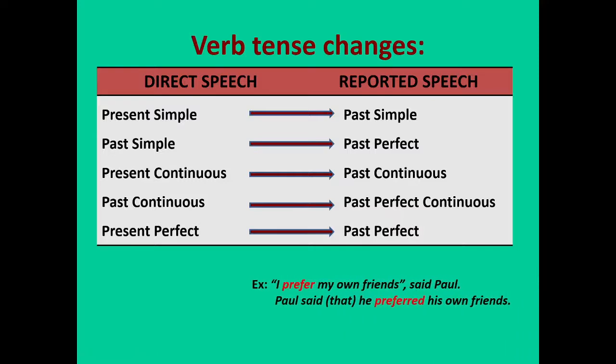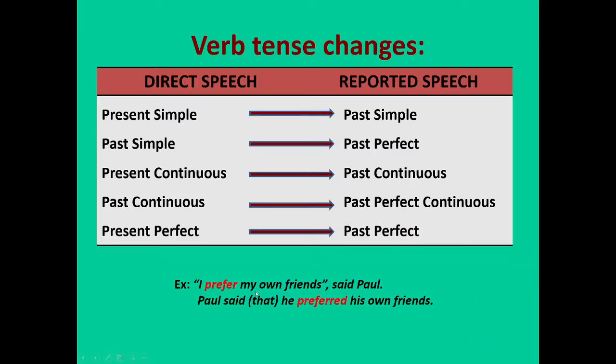For example, you have the sentence, I prefer my own friends, said Paul. The verb prefer is present simple. So, if we want to repeat what this person said, we have to write, Paul said that he preferred his own friends. Present simple to past simple.